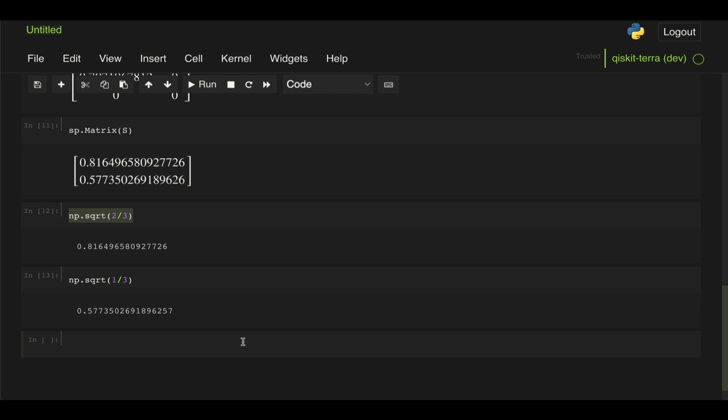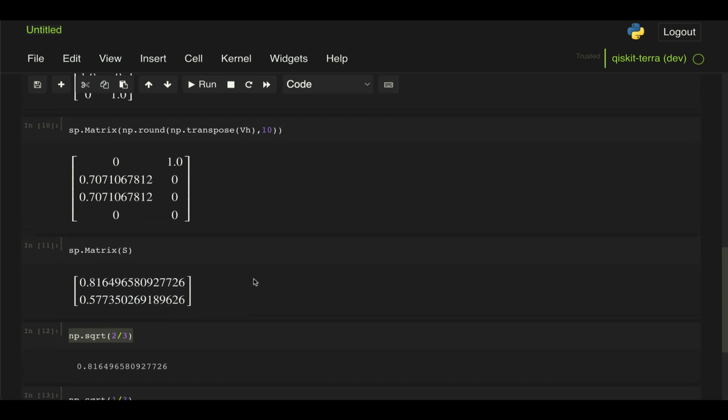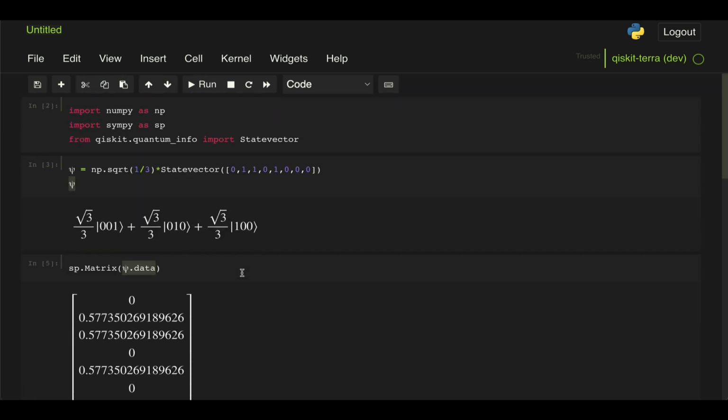So this is the way we will compute the Schmidt decomposition for any state. And here we used this example of a W state, but it could be anything else.